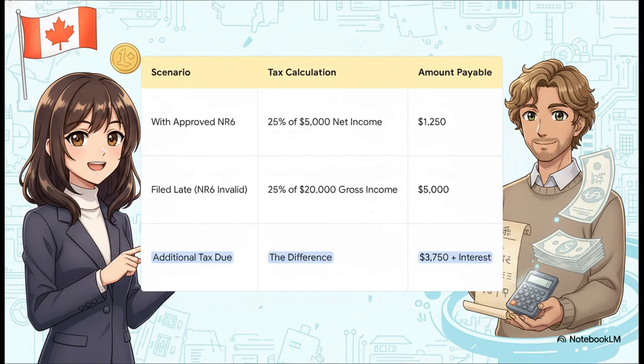And if you want to see what that looks like in dollars and cents, here's the painful math. In this scenario, the agent did everything right. They withheld $1,250 based on the approved NR6. But the tax return was filed late, maybe just a day late. Doesn't matter. The NR6 is now void. The CRA will come knocking and demand tax on the full gross amount, which is $5,000. So that difference, $3,750 plus interest, is now due immediately. And you know who usually gets that scary assessment notice? The Canadian agent. This is a nightmare scenario that you have to avoid at all costs.